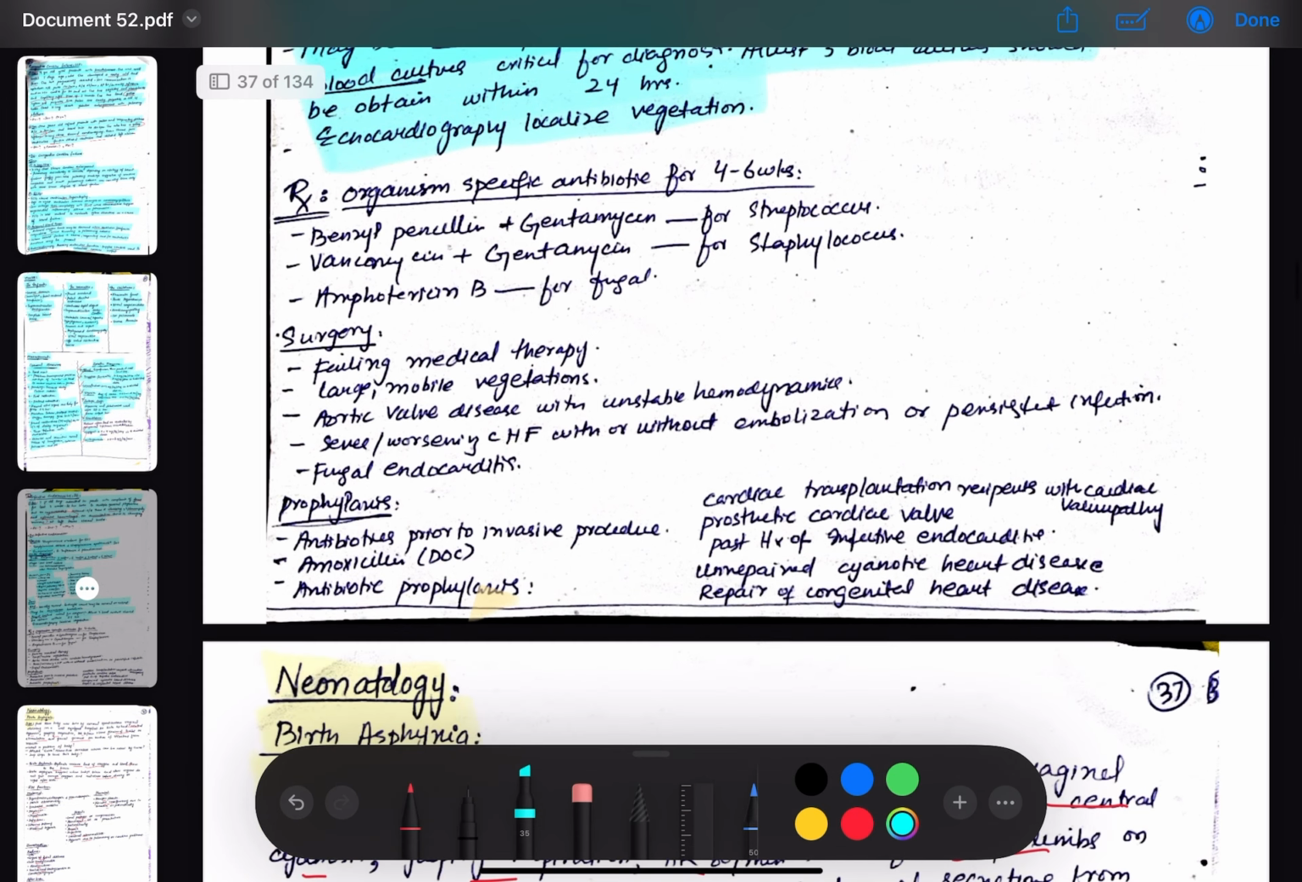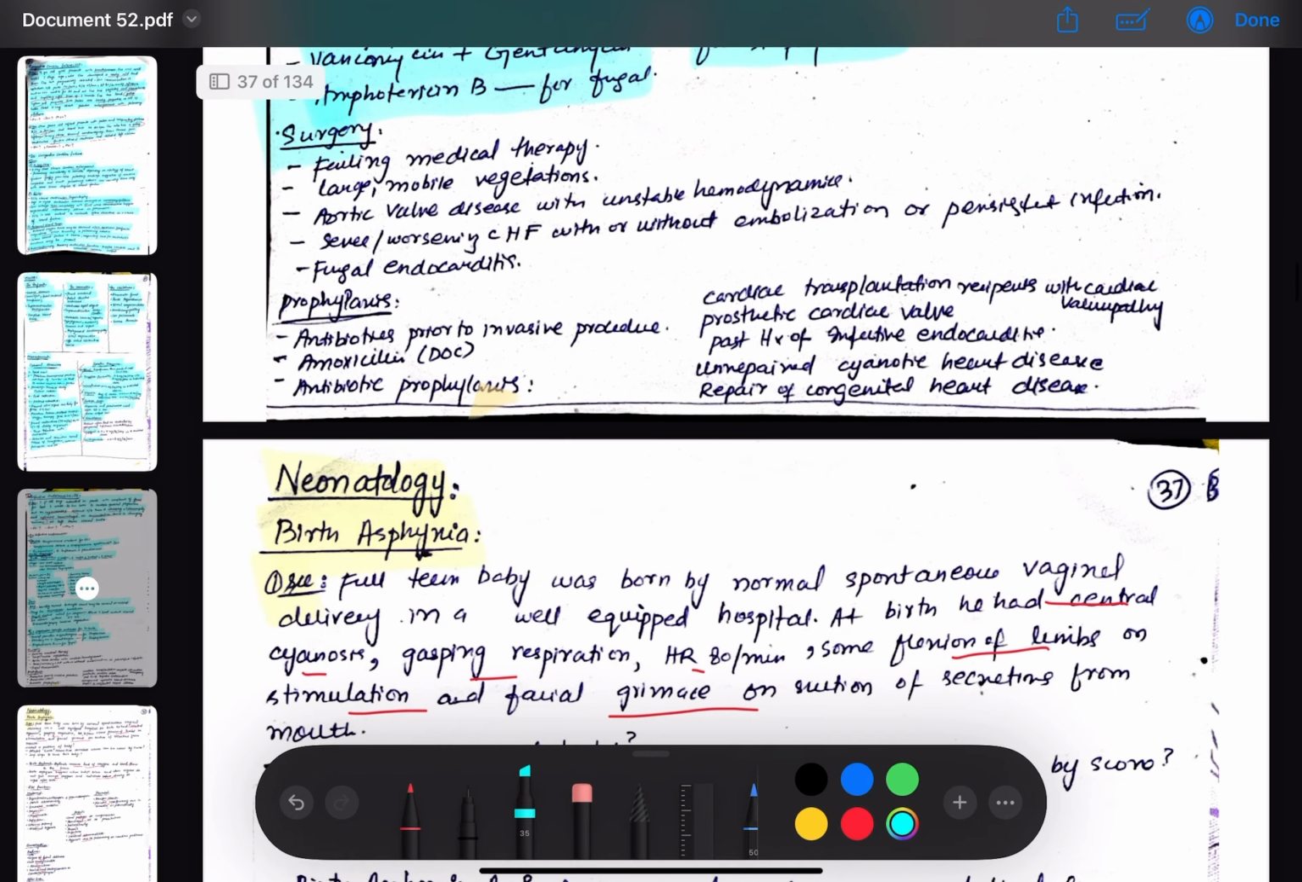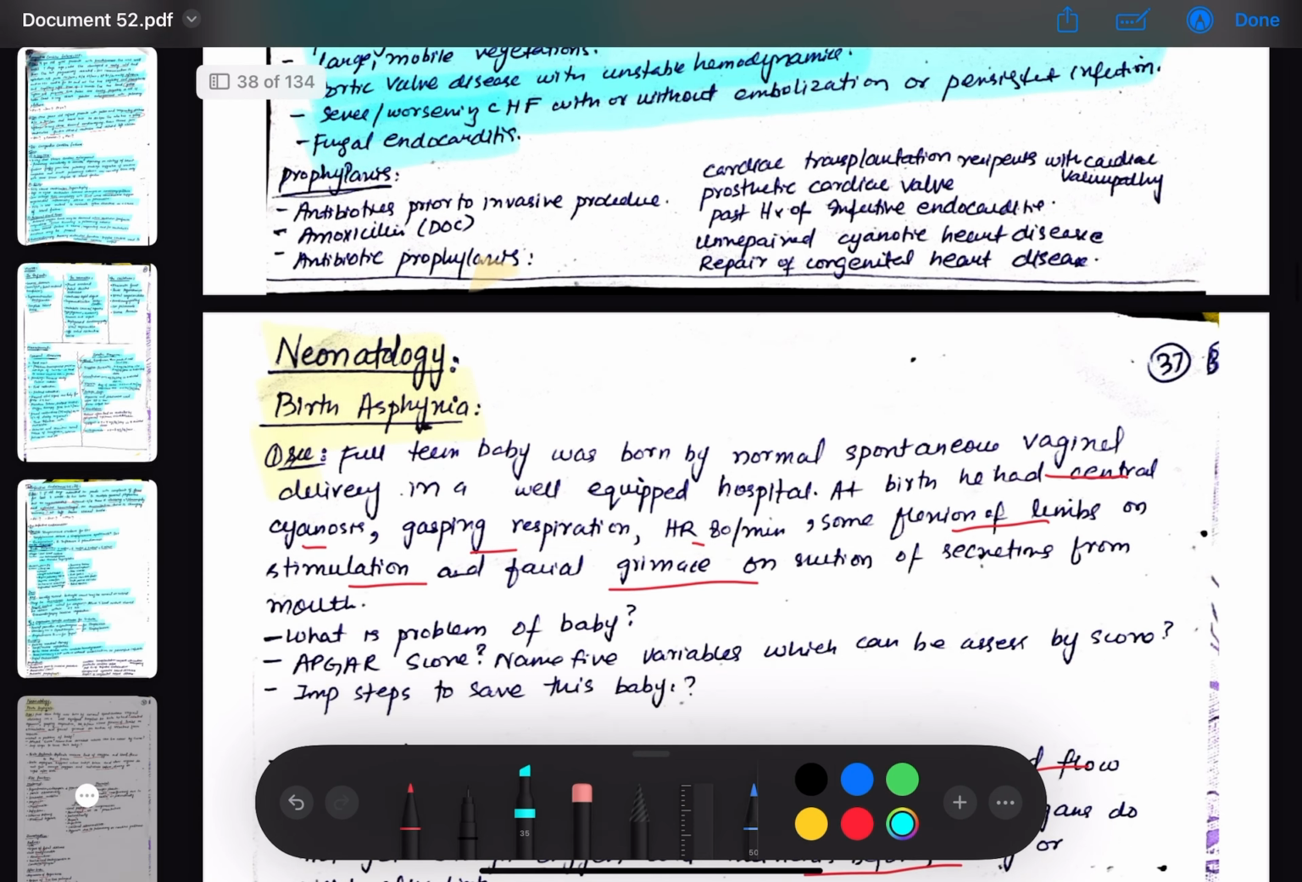The treatment option is organism-specific antibiotics for 4 to 6 weeks, that is benzyl penicillin and gentamicin for streptococcus, vancomycin plus gentamicin for staphylococcus, and amphotericin B for fungal. Surgery is done in case of failing medical therapy, large mobile vegetations, aortic valve disease with unstable hemodynamics, severe worsening congestive heart failure with or without embolization, persistent infection, and fungal endocarditis.